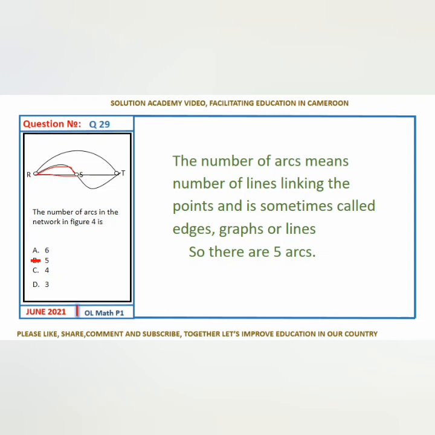Now if you look at the points RT, you're going to see that the line linking RT is this line. That means we already have 3 lines. Also, if we look at the points ST, you're going to see that the line linking ST is this. That means we have the 4th line, and for ST, we still have this other line. That means we have 5 lines already, and that is all. Those are all the points. So you see that generally we have 5 arcs in this network. I hope it's well understood.